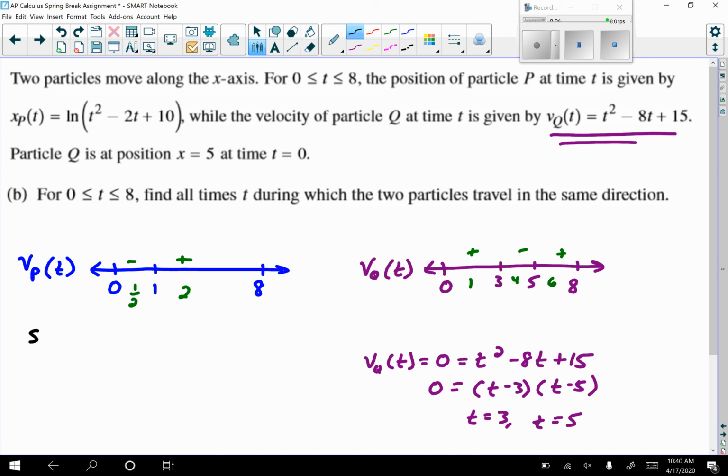So the same direction when Vp of t and Vq of t have the same signs.